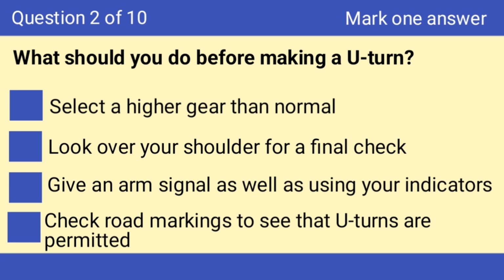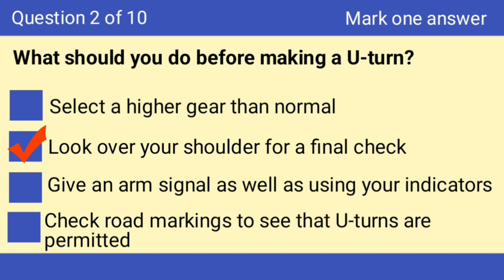Question 2. What should you do before making a U-turn? Select a higher gear than normal. Look over your shoulder for a final check. Give an arm signal as well as using your indicators. Check road markings to see that U-turns are permitted. Time to think. The correct answer is look over your shoulder for a final check.